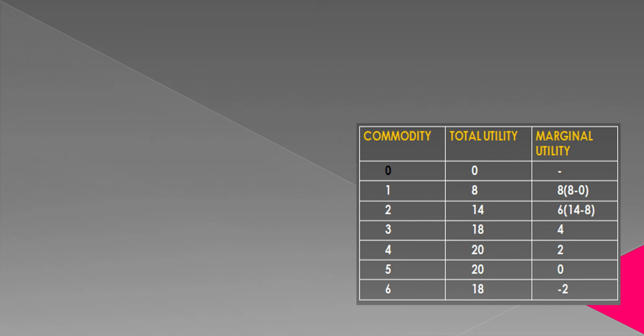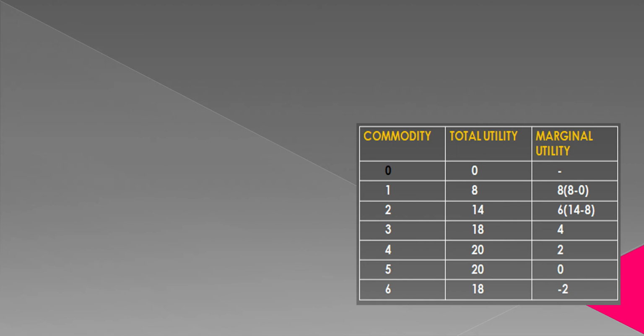At the fourth apple, his total utility will be 20. Now, the marginal utility of the fourth apple will be the total utility of the fourth apple minus the total utility of the third apple, that is 20 minus 18 equals 2. At the fifth apple, his total utility is 20. Now, the marginal utility of the fifth apple is the total utility of the fifth apple minus the total utility of the fourth apple, that is 20 minus 20 equals 0.